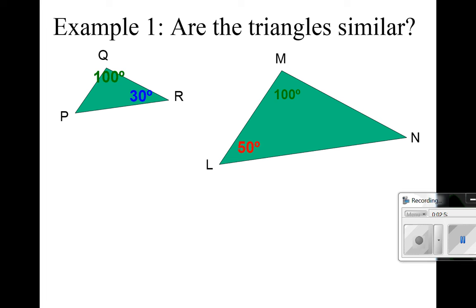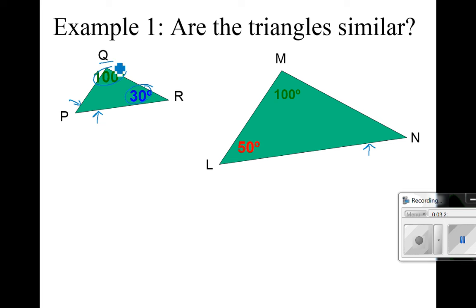We know that this one has to be 50 and this one has to be 30. And there's a couple ways we can go about doing that. You can obviously add 100 plus 30 and get 130 and know that we still need the 50 and do the same thing on the other triangle. Or you can find the corresponding angles.